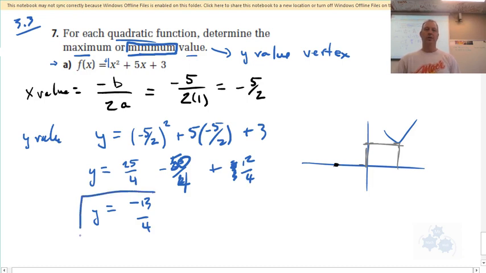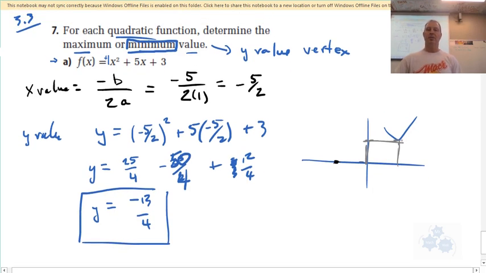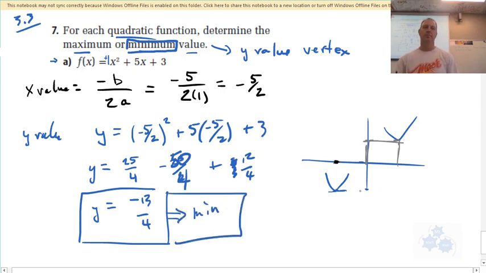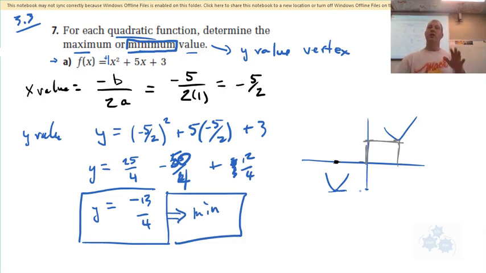Okay? So someone can check the solution manual at the back of the book, just to make sure we haven't missed a sign or something. But it appears that the y value is going to be negative 13 over 4, and that's going to be the minimum. Does it look like that? Yeah? Okay, so the minimum value is negative 13 over 4. Now, that's one way. Graphing is the first way, and using negative b over 2a to find the x, then find the y, is the second way.